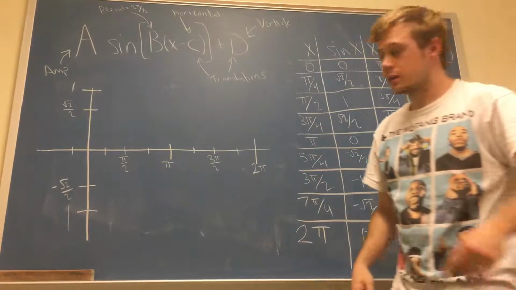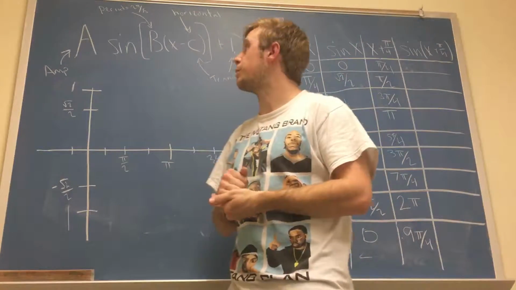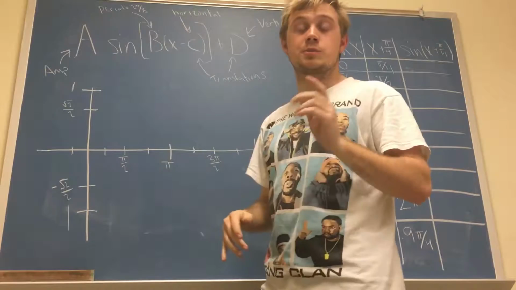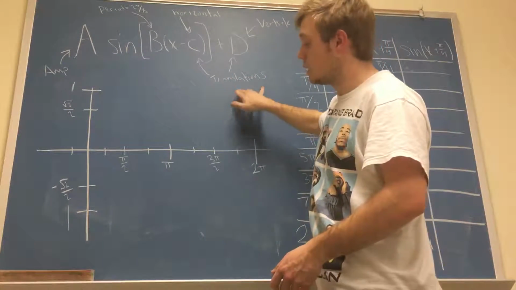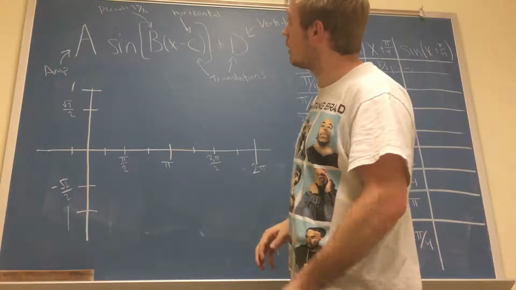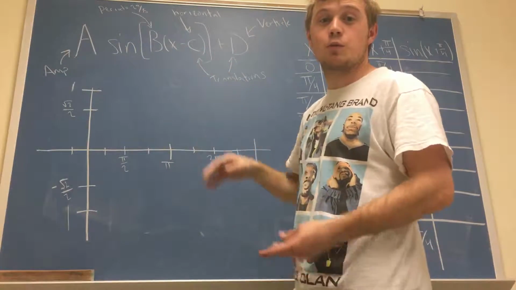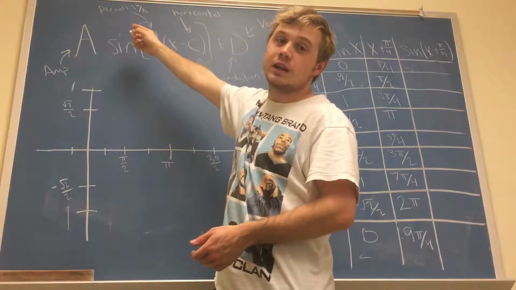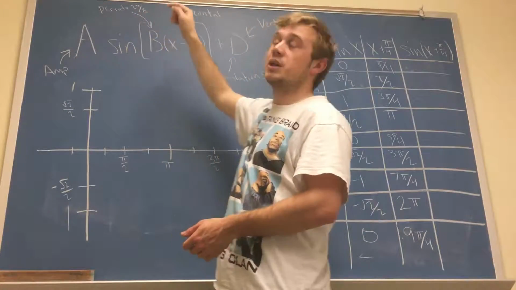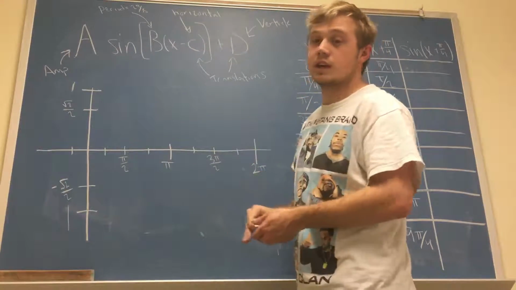Alrighty, so today we're going to talk about sine functions. Specifically, we care about translations. In class, we've already covered this general sine function formula where A is amplitude, B affects the period, which is 2 pi over B, and C and D are translations.